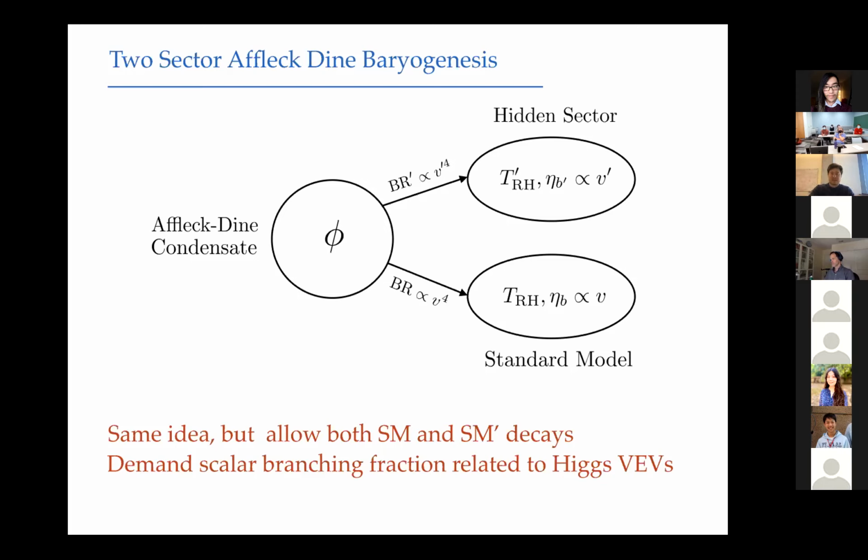And aside from this, everything else about Affleck-Dine baryogenesis is the same. We just now have to keep track of how much of this net asymmetry stored in this field phi gets communicated to the two sectors. So it's exactly the same idea, but with a slight twist.